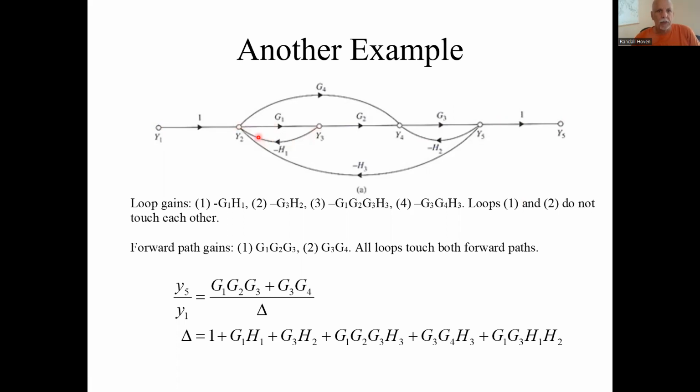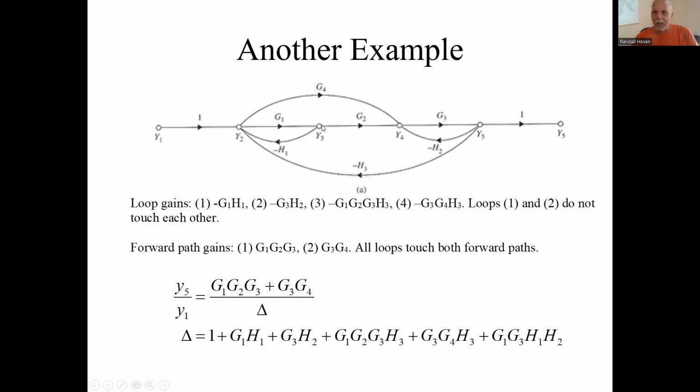Got this guy here, G1 minus H1 loop. This guy here, G3 minus H2. See what else do we have? See this sort of big loop here? G1, G2, G3 minus H3. It's a loop. It only touches each node there once. And then this one up here is almost the same. It'll be G4, G3 minus H3. So I'm going to say 4 loops.